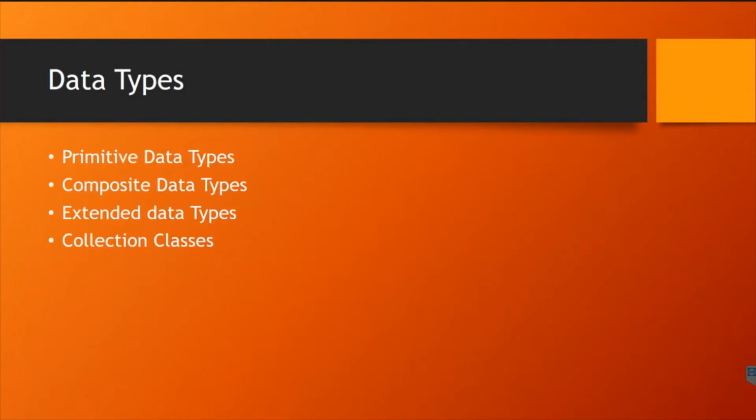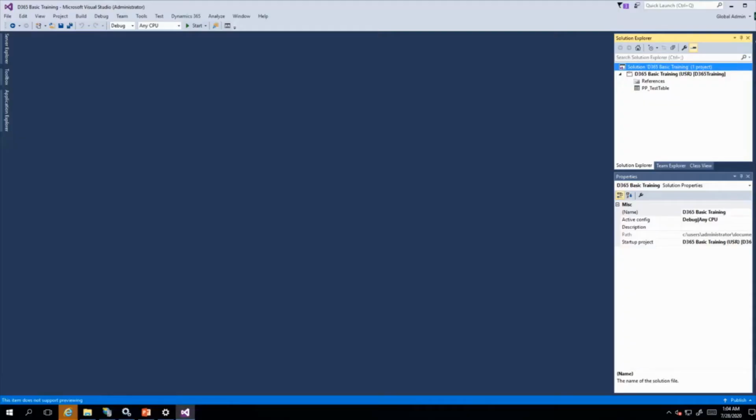So based on this definition, we have around 4 categories of data types: primitive data type, composite data type, extended data type, and collection classes. Let's have a look at these types. The primitive data types in Dynamics 365 are anytype, boolean, date, enum, GUID, integer, real, string, UTC date time, time of day. Let us see in the system.